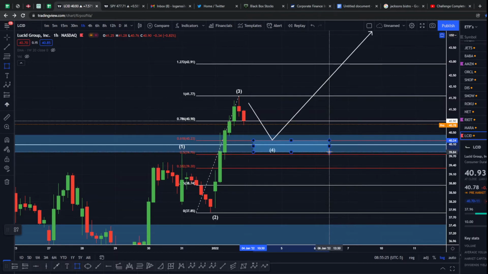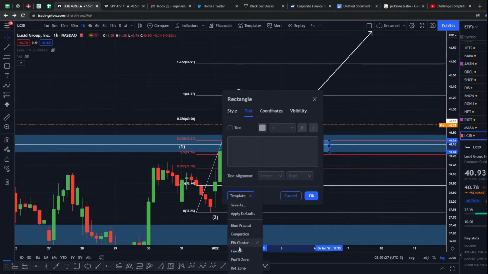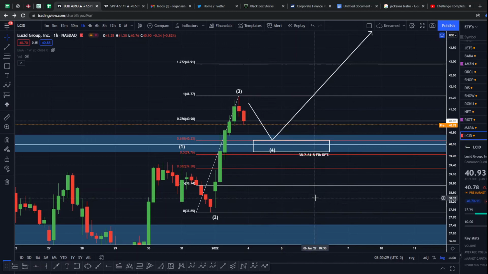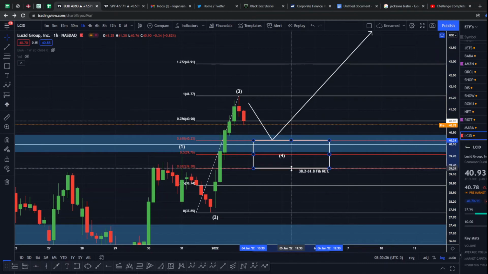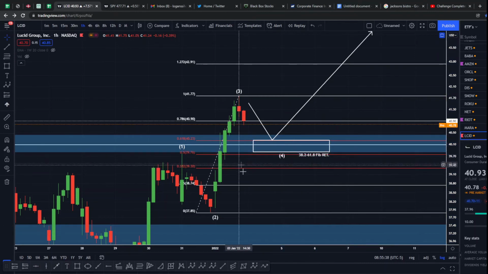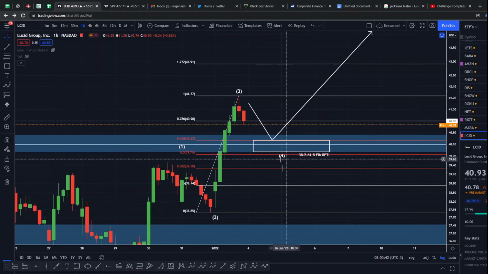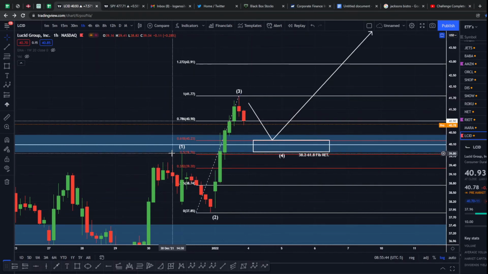A lot of support right here, even right down to here. And the only reason I am not using the entire 38.2 to the 61.8 right here, which would be here, is that in order for this wave count to be valid, we cannot have wave 4 end in the price territory of wave 1. So wave 1's price territory is right here.